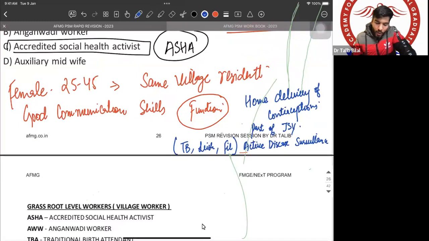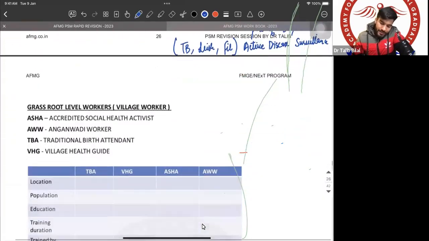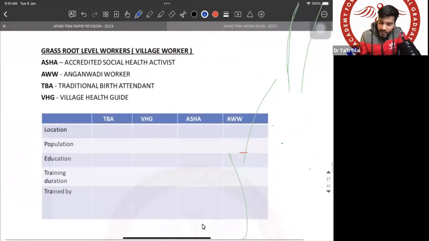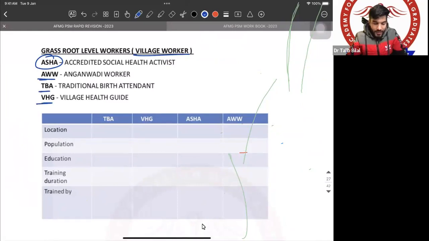So that was all about what, guys? Asha. Now, guys, let's discuss one by one. The village workers. What are the village workers? We have Asha, we have Anganwadi worker, we have traditional birth attendant, and we have village health guide. All these are at which level, guys? Village level.